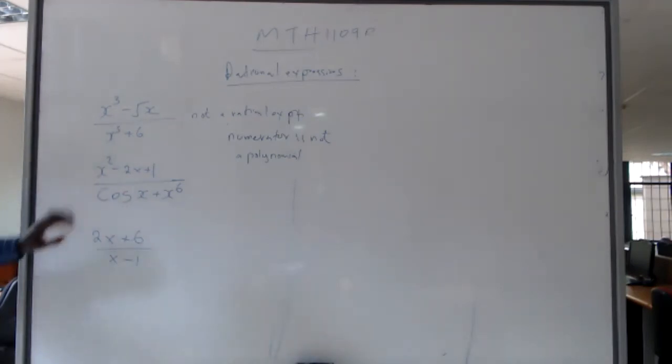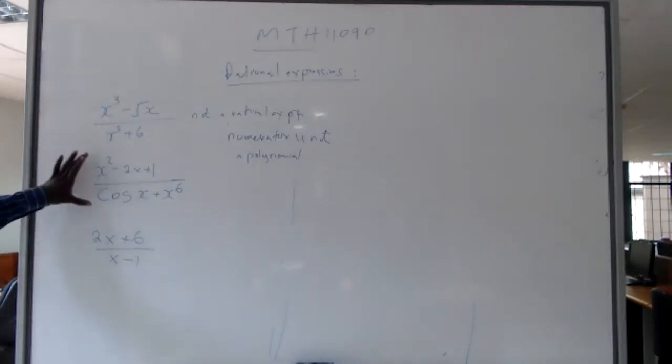It is a polynomial. Sorry? Is this a rational expression? A polynomial. A rational expression. Is this a rational expression? No. No. Why? Because the denominator is not a polynomial. That's an expression.